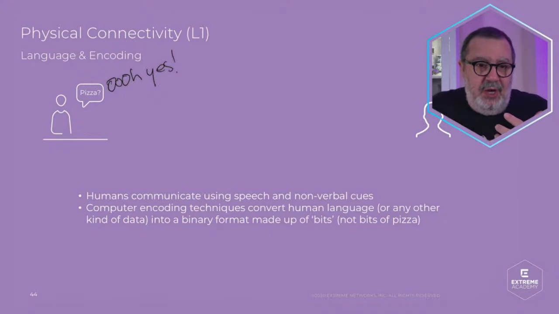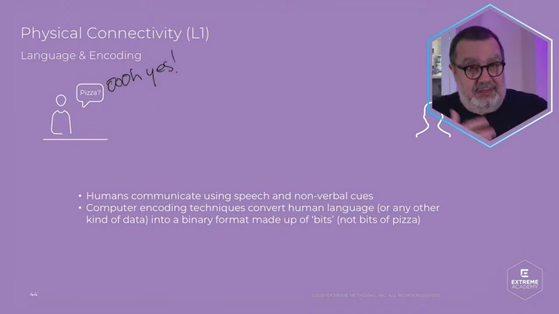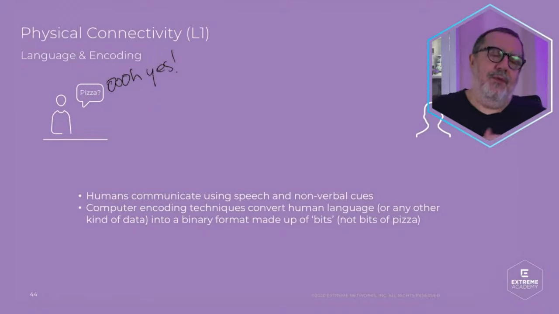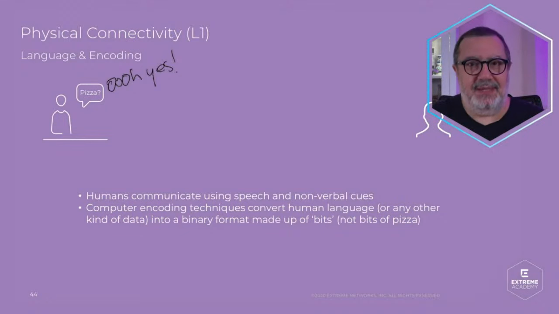Now, humans, we can communicate using speech and non-verbal cues. I could show them a slice of pizza, or Nando's, my favorite food, Nando's. Oh man, quarter chicken. Yeah, big time.